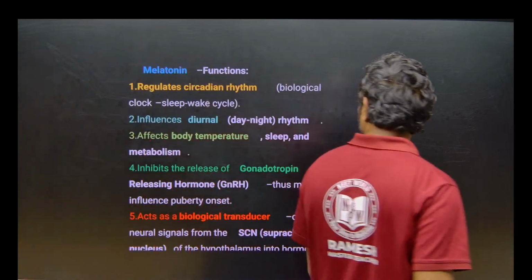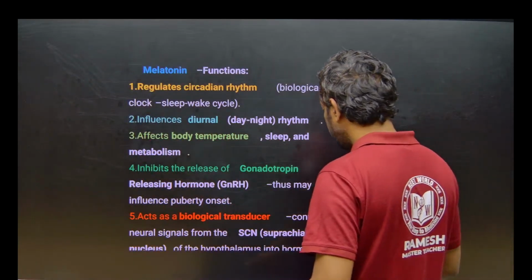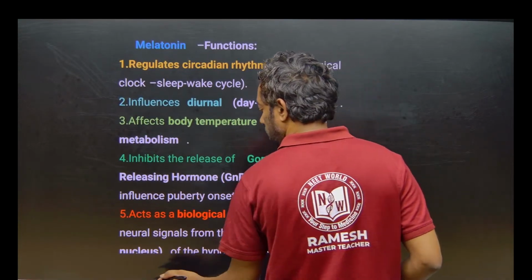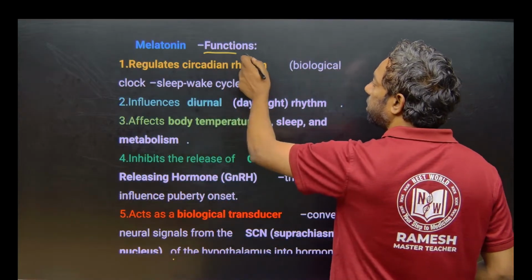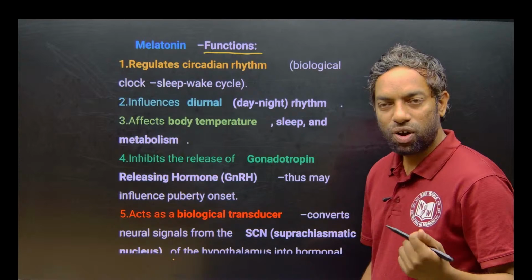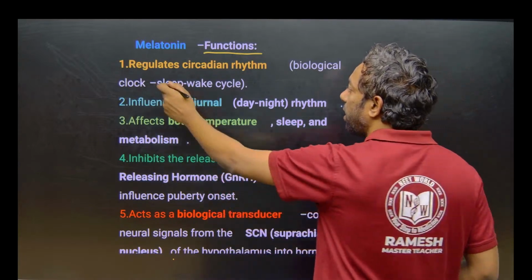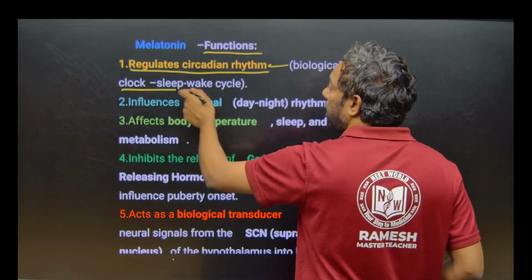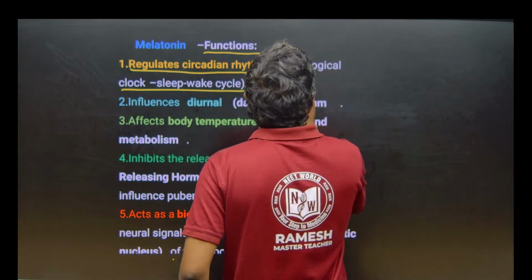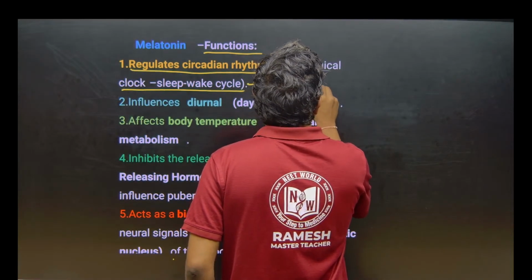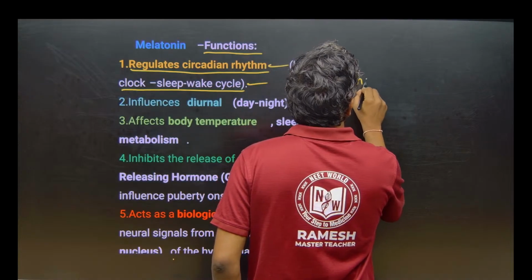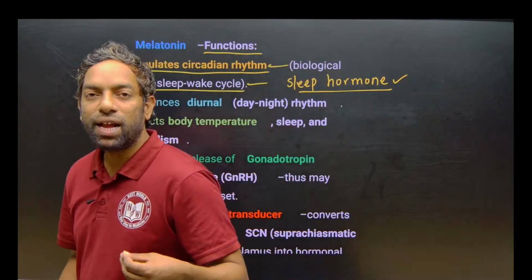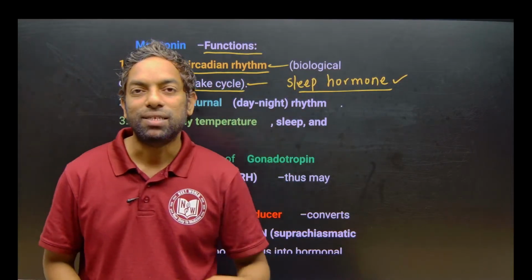Next, melatonin functions, guys. It is important. The pineal gland produces the hormone called melatonin. What are the functions? It regulates the circadian rhythm, the biological clock, the sleep-wake cycle. We can call it the sleep hormone, the sleep-wake hormone. Sleep-wake cycle means circadian rhythm.